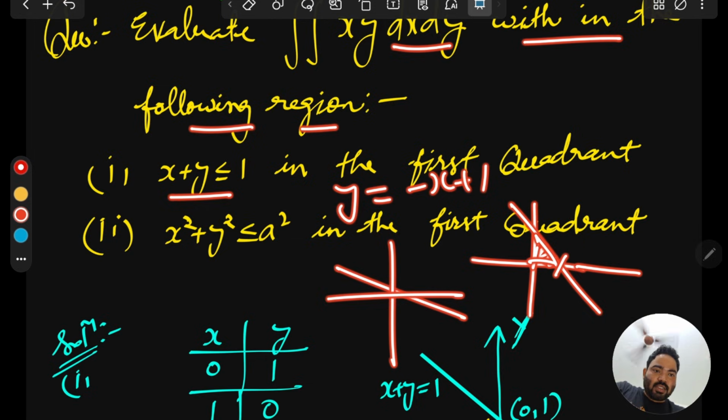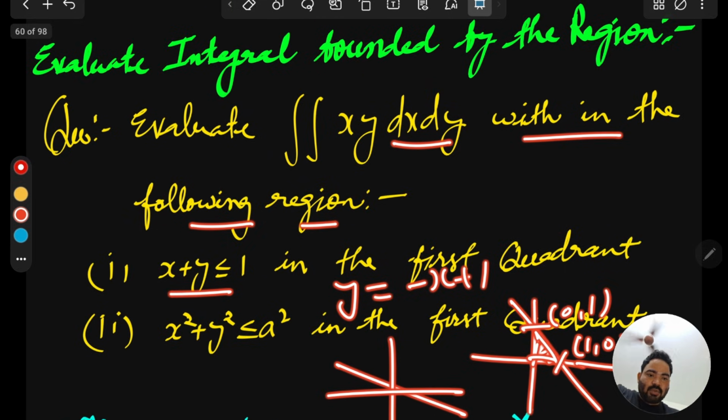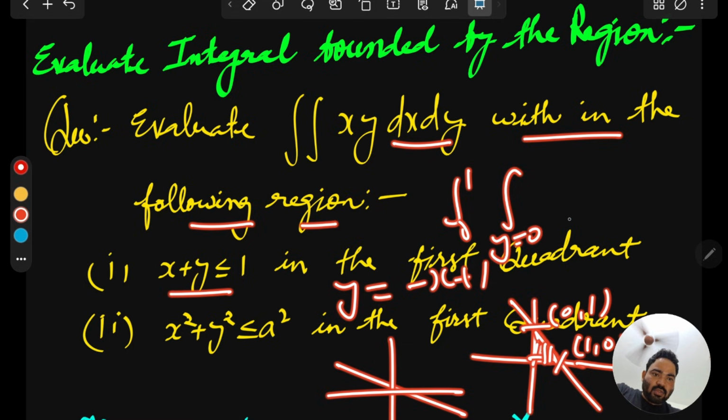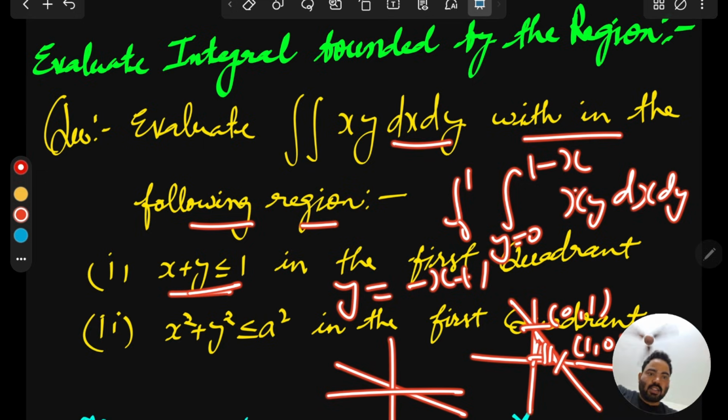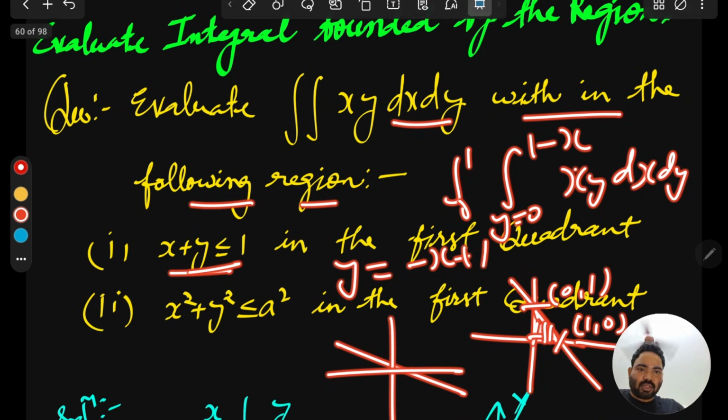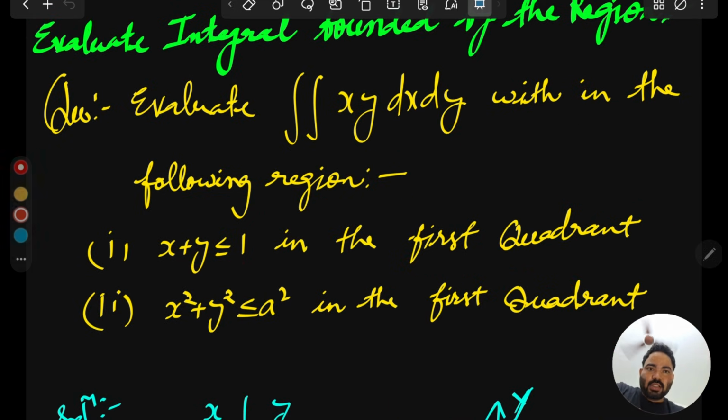So if you draw, then this will give you (1, 0), and this will give you (0, 1). And clearly you can notice, if you are taking x limit constant, then x is moving 0 to 1, and for y you have to take the strip, y is moving from 0 along with this line. And the equation of the line is y equal to 1 minus x. Now this becomes your limit, and just solve this integral. We already discussed if limits are variable, then how we will solve. So this is the way how you can solve the integral.